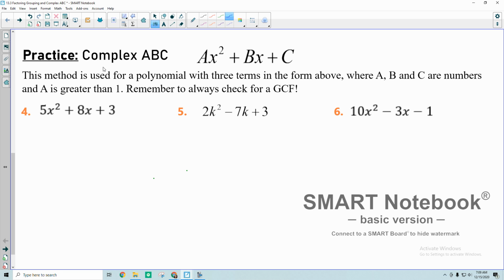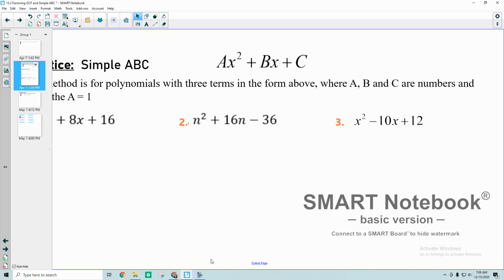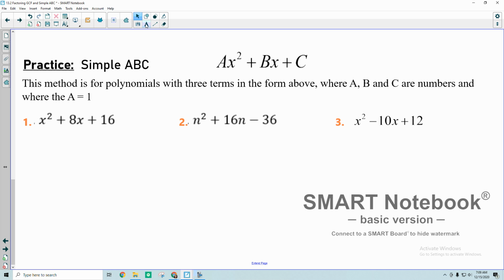So we're going to draw a clear distinction right now between what makes something a complex ABC versus what we saw yesterday, right? Like remember yesterday we were dealing with simple ABCs. How do I tell the difference between the two? Because depending on which one we are, we're going to use a completely different method, okay? So my question to you, what makes something a simple ABC?